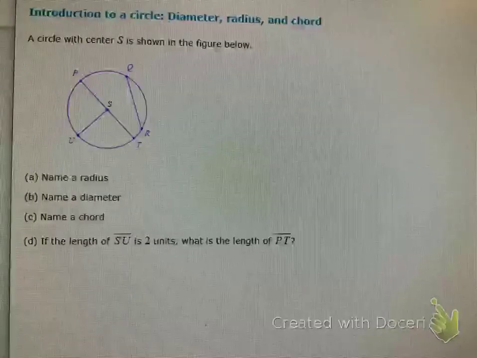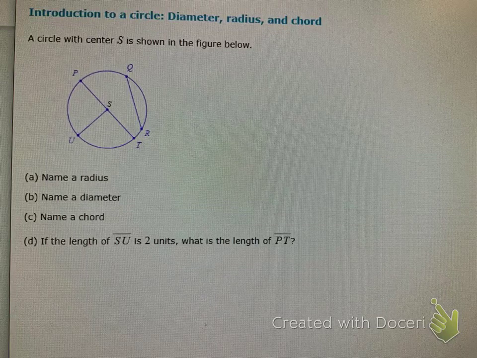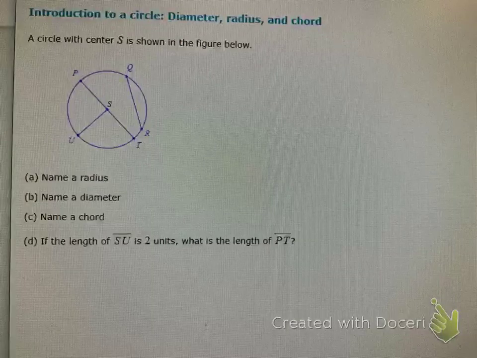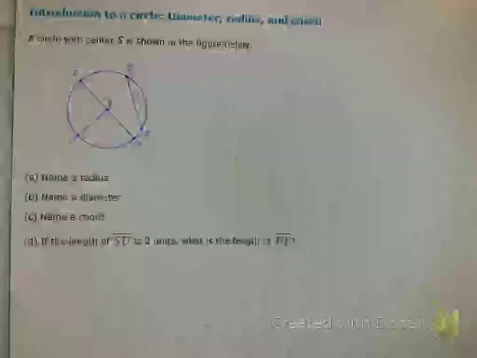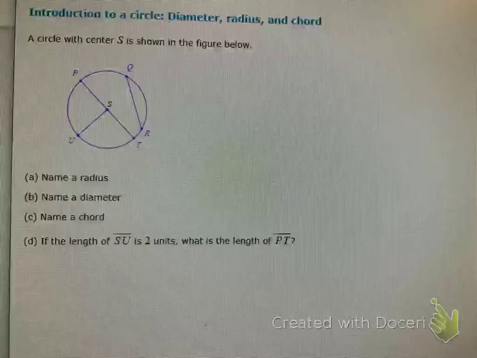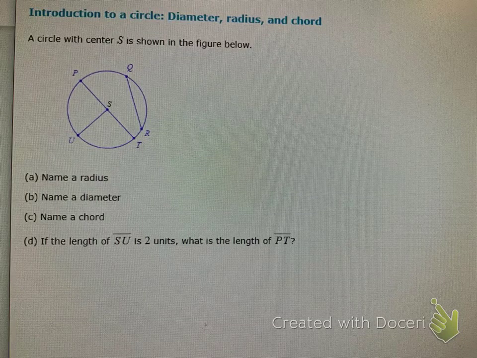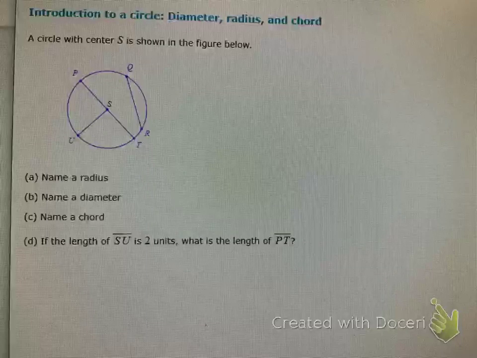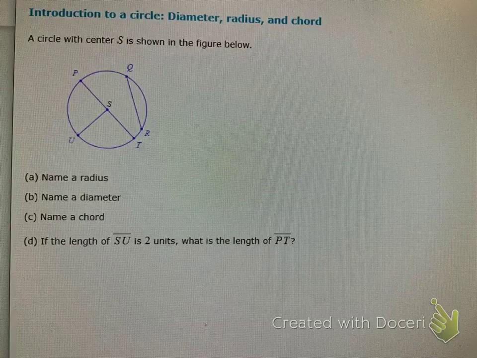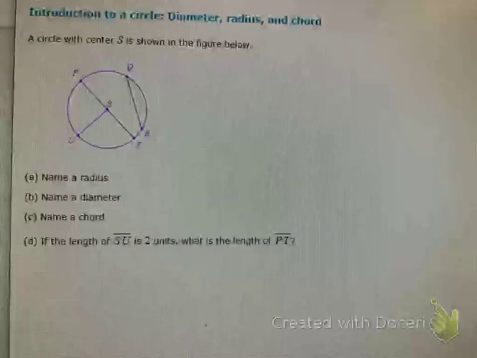So if you look at the circle here, we have the circle that has three different things on it. First we have a line that goes from Q to R. We have a line that goes from P to T, and it passes through the center, which is S. Then we have a line from S to U. Now we're going to break this apart and talk about each of these.